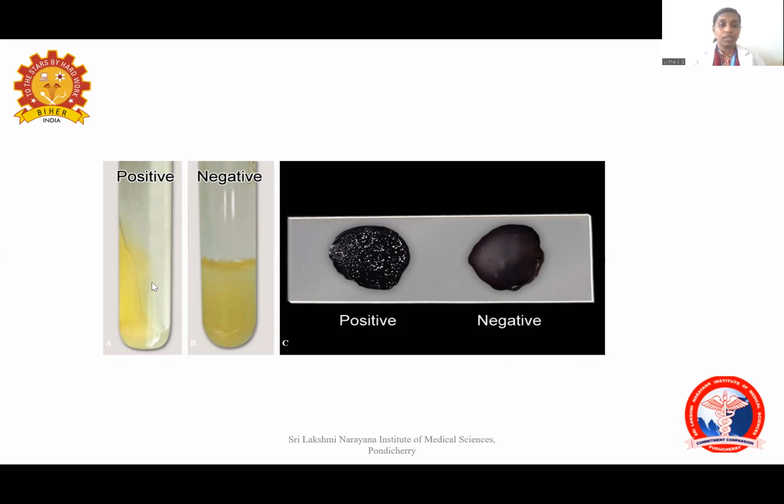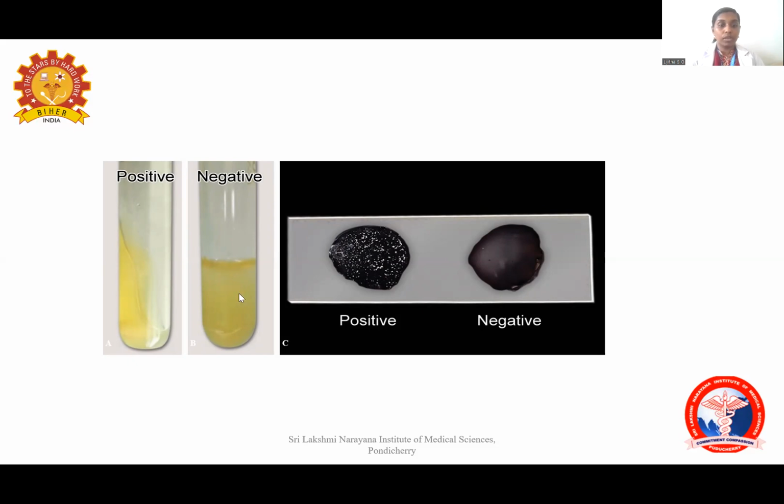Inoculate 2 to 3 colonies of the organism onto the diluted plasma, and incubate it at 37 degrees Celsius. Observe it after 1 hour, at the end of 2 hours, and at the end of 4 hours. If there is no coagulum formed till 4 hours, you have to keep it incubated overnight, and next morning you have to look for coagulum formation.